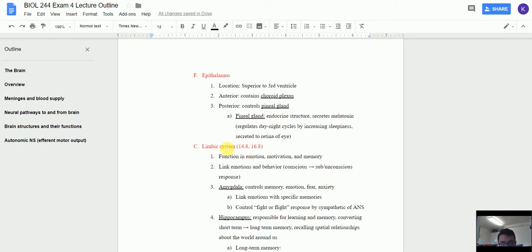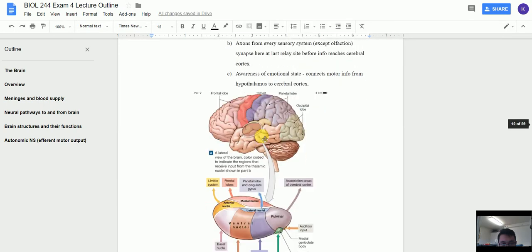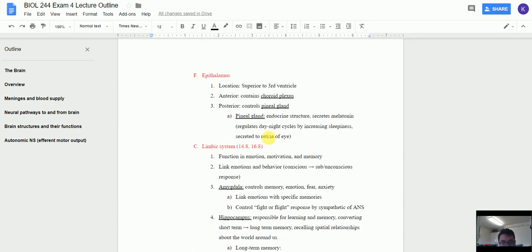The limbic system should also be in the hypothalamus area. Limbic system functions in emotion, motivation, and memory. It links emotions and behavior, conscious to subconscious or unconscious response.